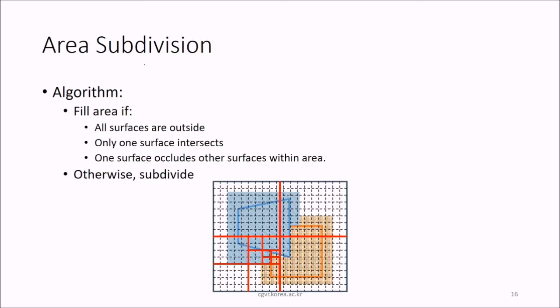Then we come to area subdivision. In this, we fill an area if all surfaces are outside, only one surface intersects, or one surface occludes the other surfaces within that area. Otherwise, we subdivide. This is a binary or quad tree subdivision. We only take those values which are under this subdivision, and others we don't take.